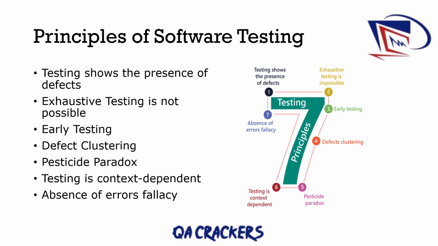There are 7 principles of software testing which we are going to learn today. First, testing shows the presence of defects. Second, exhaustive testing is not possible. Third, early testing. Fourth, defect clustering. Fifth, pesticide paradox. Sixth, testing is context dependent. And last one is absence of error fallacy.